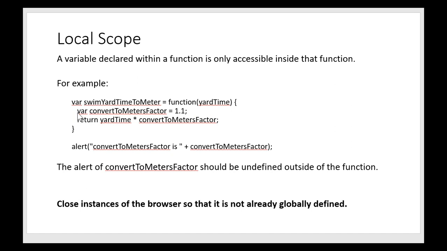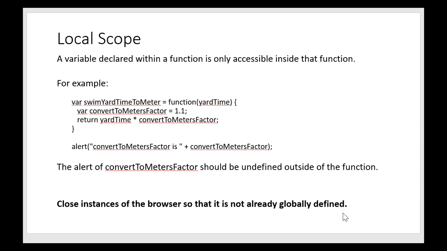When you make that declaration on the inside, then that variable is only available inside the function. And so if you were to try to use that variable outside of the function, you wouldn't be able to. It will show up as undefined. And we did that by closing all the browsers to make sure that it wasn't already globally defined, and then going ahead and trying to access that variable, and we saw that it was not available.